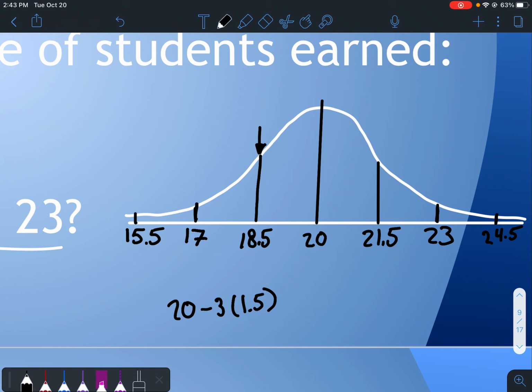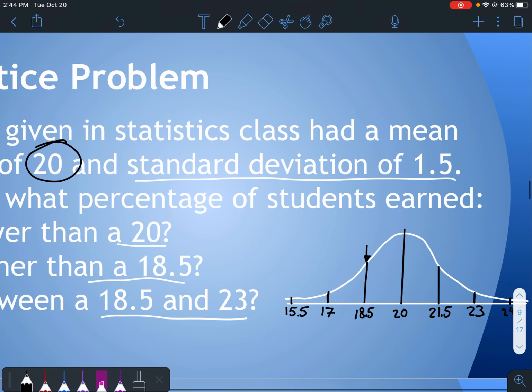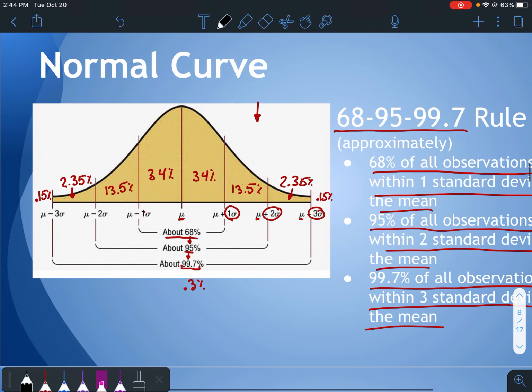Typically, we want to go 3. You don't need to go any more than that, and you definitely don't want to go any less than that. So what we have here is our normal curve. And I'm going to bring you up to the top here, and we're going to look at this.